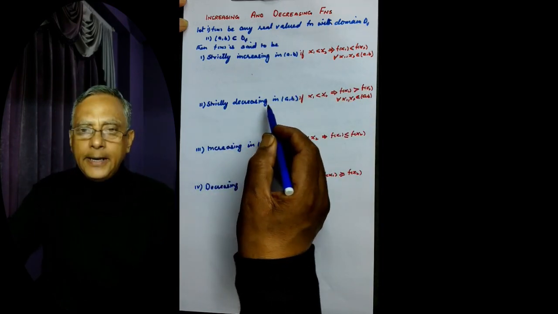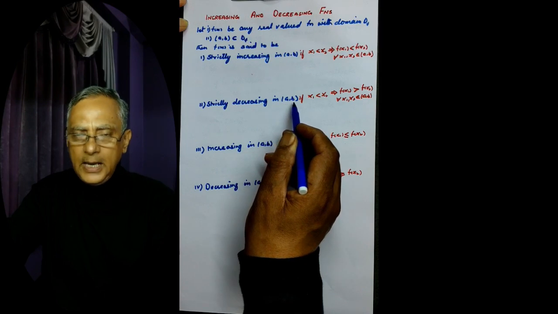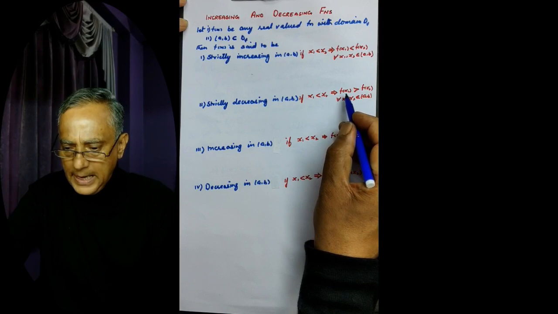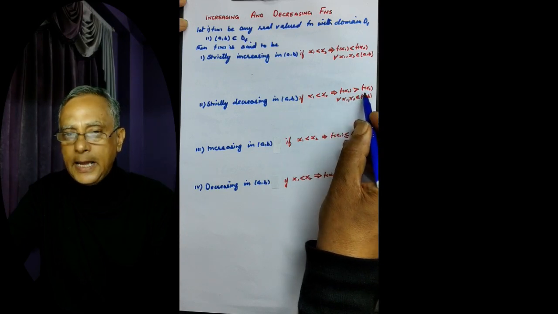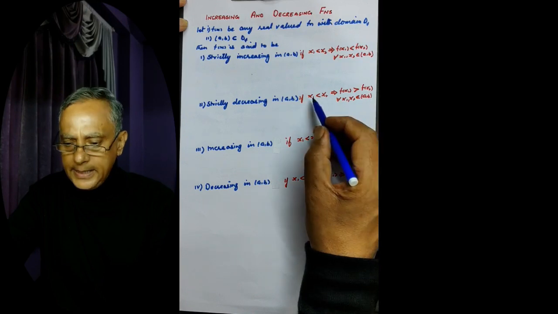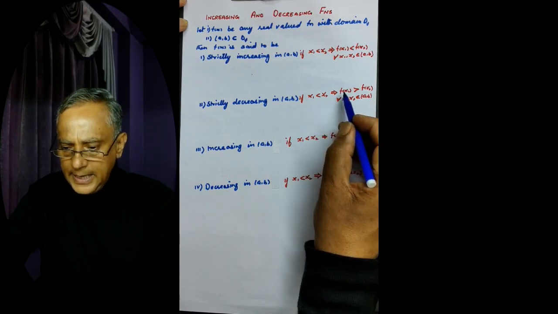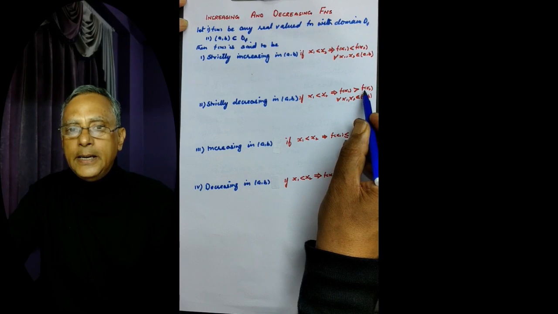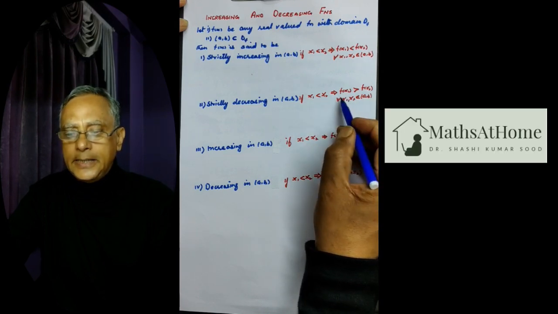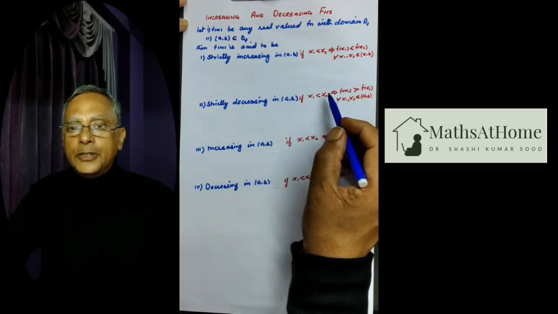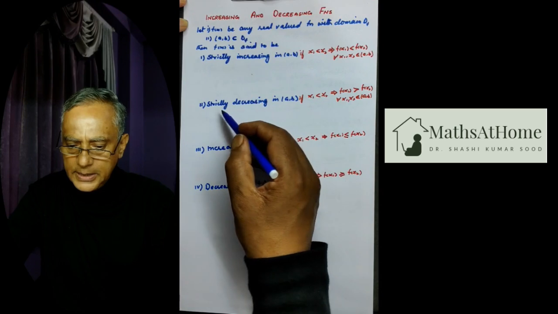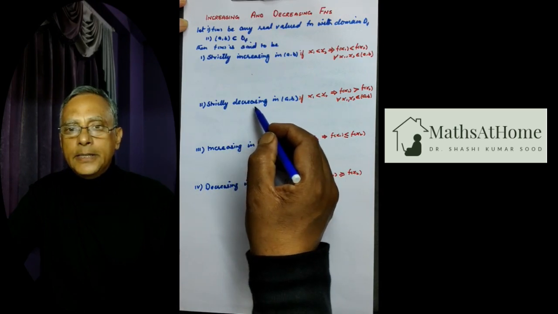Next is strictly decreasing in open interval (a, b). If x1 less than x2 implies f(x1) is greater than f(x2) for all x1, x2 belonging to (a, b). That is, as x increases, values of the function decrease. As x increases, f(x) decreases. That is, the trend is reversed. In these cases, the trend is reversed. Such functions are strictly decreasing functions.